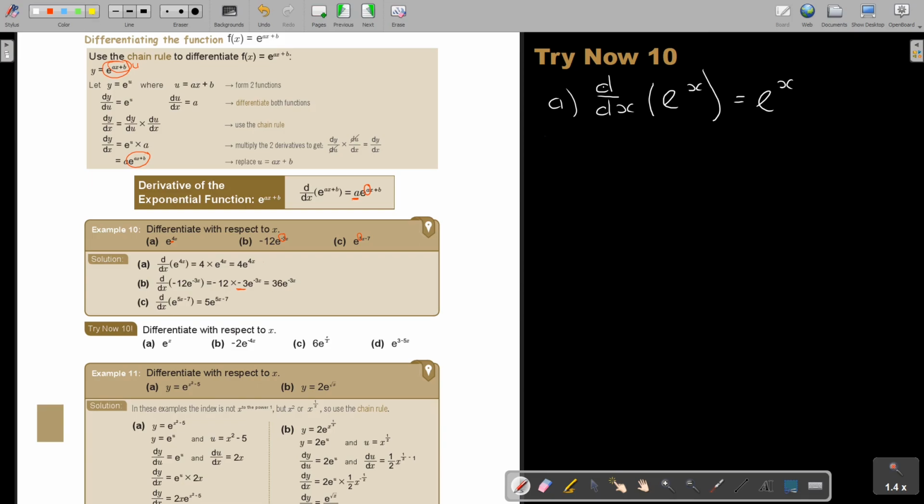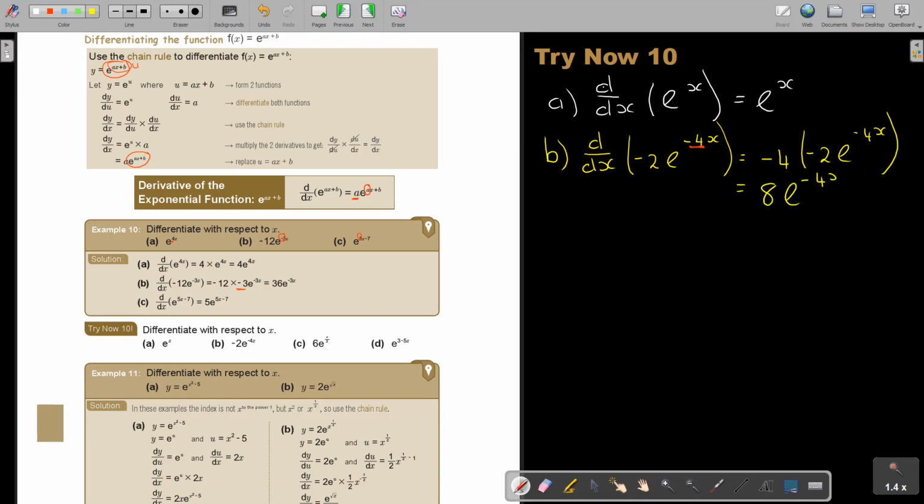Number b. This is d over dx, and this is negative 2e negative 4x. And this will give me a value of, now don't forget, I want to make it red, the value in front, so first write that negative 4. And then just rewrite the function. And that will give me a value of 8e negative 4x.